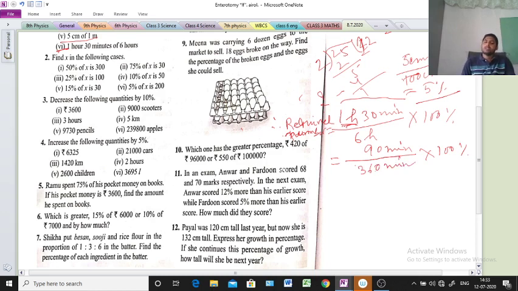Clear? Concept clear? 1 hour 30 minutes equals 90 minutes, because we know that 1 hour equals 60 minutes. So 1 hour 30 minutes equals 90 minutes, and 6 hours equals 6 into 60, that means 360 minutes.